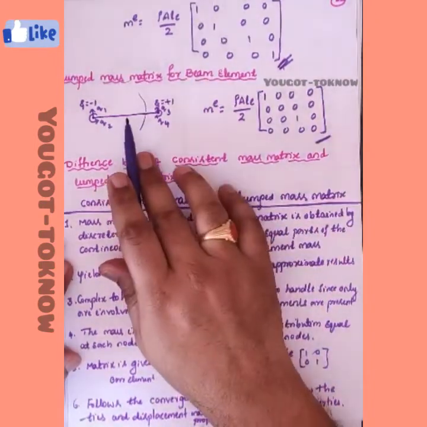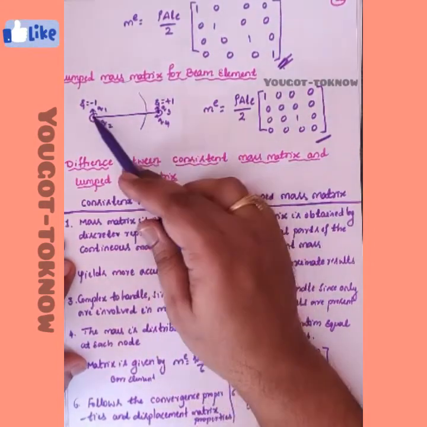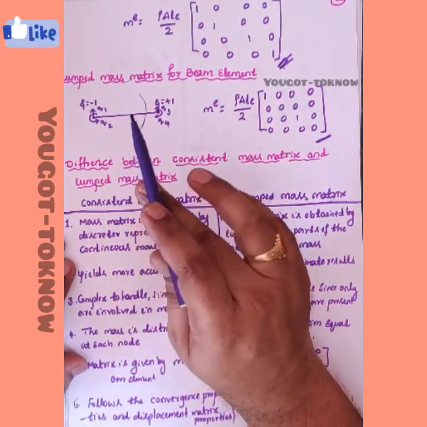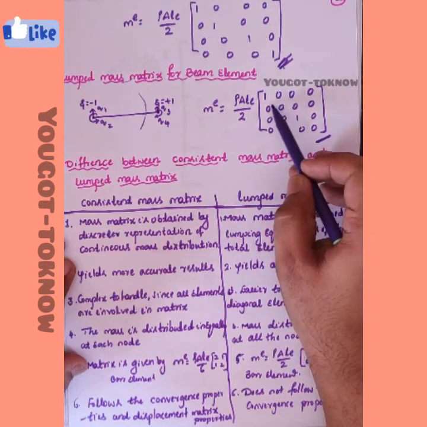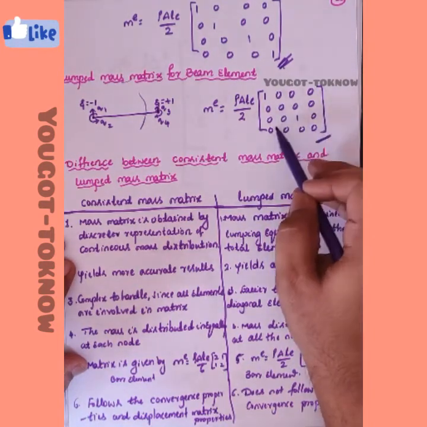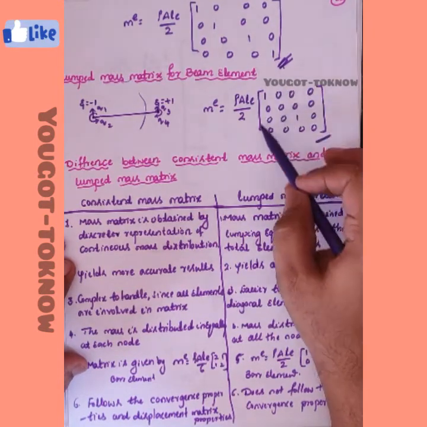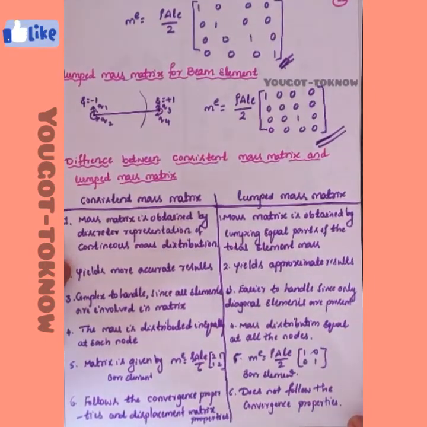Now if you come to the lumped mass matrix for beam element, the beam element also has two nodes, but here we never consider the slope as a displacement. We can never consider slope as a displacement. Because of this, ME will be equal to rho A LE by 2 times a matrix with 1 in the diagonal positions for the displacements and 0 elsewhere. This is called your lumped mass matrix for beam element.